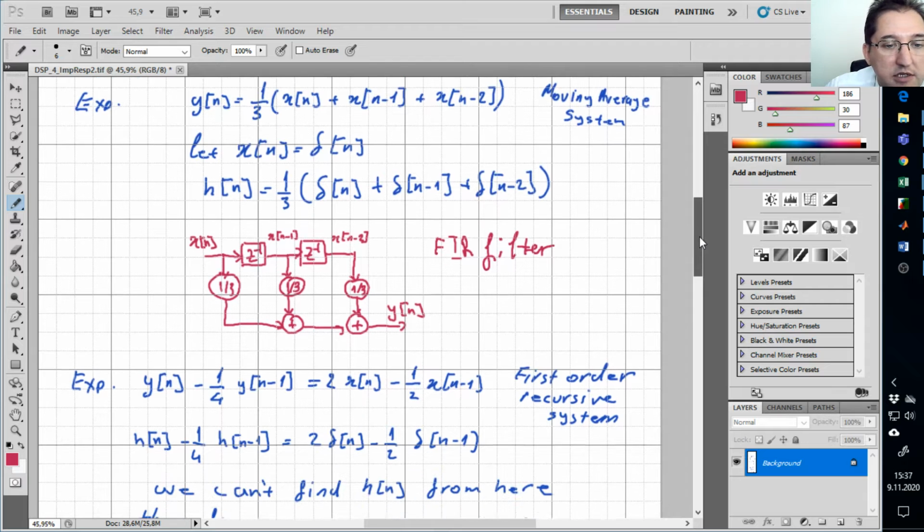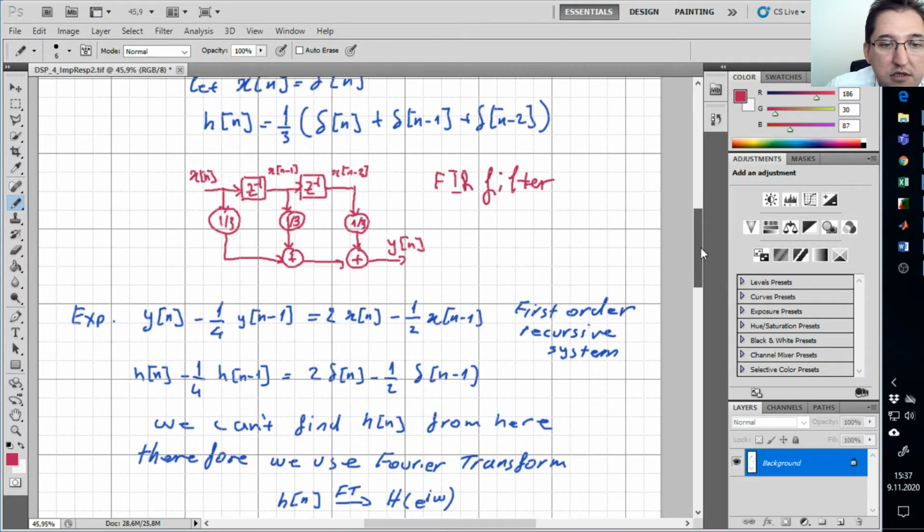The second example is a bit complicated. As you can see here, there is an output of the system used as an input. Here we have y[n], the output, but y[n-1] is used as an input of the filter. Therefore, this filter is a first order recursive filter, or infinite impulse response filter.